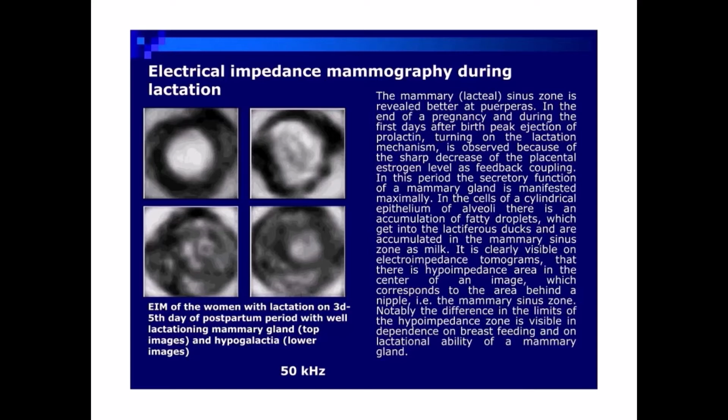In the cells of a cylindrical epithelium of alveoli there is an accumulation of fatty droplets, which get into the lactiferous ducts and are accumulated in the mammary sinus zone as milk. It is clearly visible on electroimpedance tomograms that there is a hypoimpedance area in the center of an image, which corresponds to the area behind a nipple, i.e. the mammary sinus zone. Notably, the difference in the limits of the hypoimpedance zone is visible in dependence on breastfeeding and on lactational ability of a mammary gland.